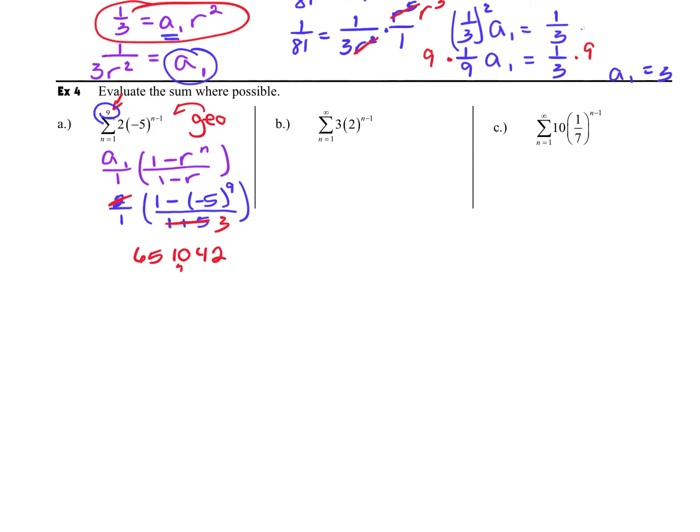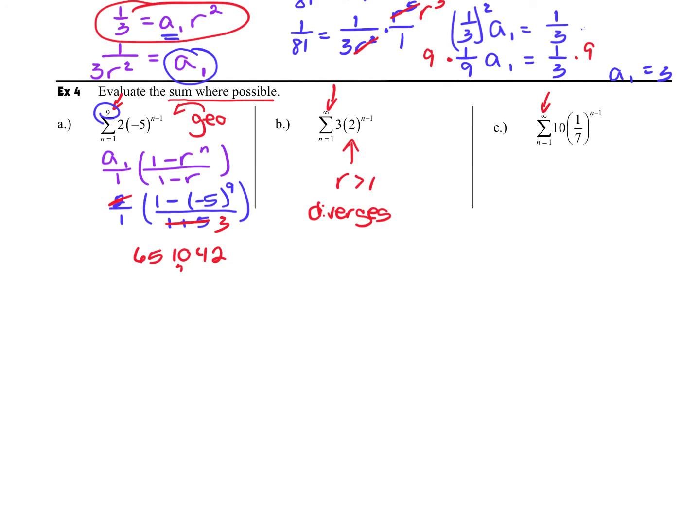Now, the last thing that we're going to do is look at these two infinite sums. Notice that these are infinite. Now, the first thing that we want to notice here is that this r value is greater than 1. And if that r value is greater than 1, we are simply going to say that this diverges. And if it diverges, there's not going to be a sum, so we can just skip it and move on. So when it says find the sum where possible, that's what it's talking about.